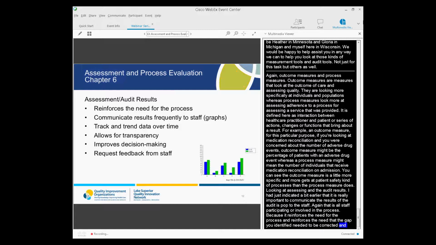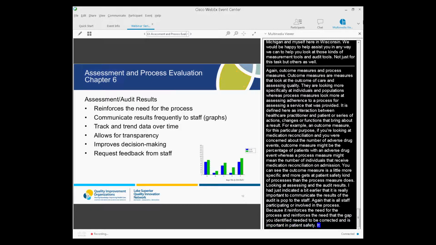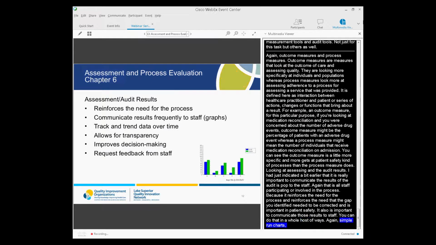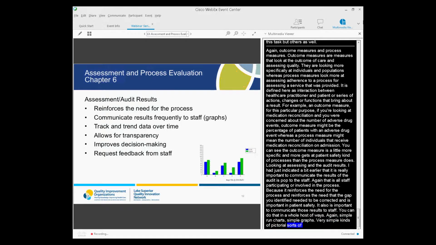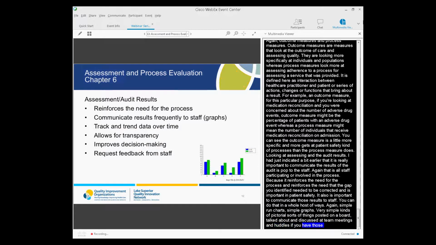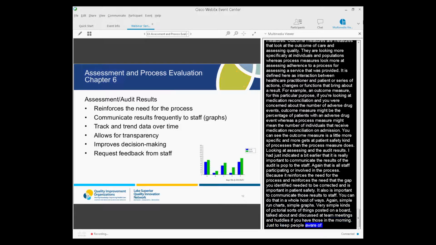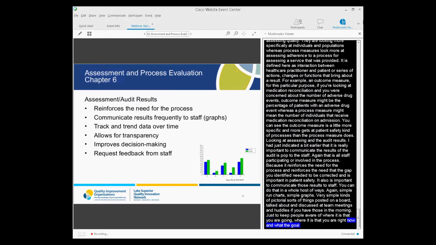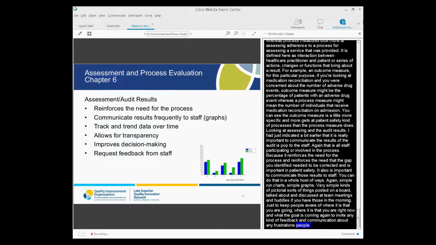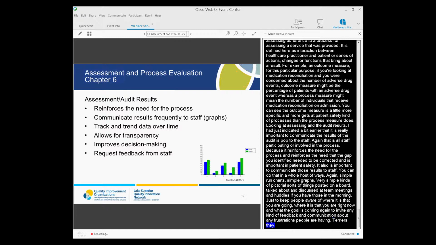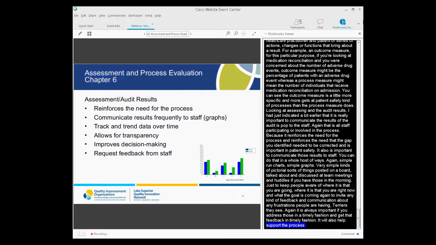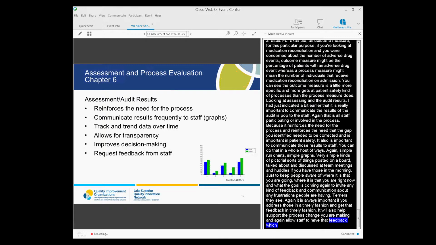It also is important to communicate those results to staff, and you can do that in a whole host of ways. So again, simple run charts, simple graphs, very simple kinds of pictorial things posted on a board, talked about and discussed at team meetings, at huddles if you have those in the morning, just to keep people aware of where you're going, where you are right now, and what the goal is. And again, to invite any feedback and communication about any frustrations people are having, any barriers they see. It's always important to address those in a timely fashion and get that feedback in a timely fashion. It will also help support the process change that you're making, and allow staff to have that feedback, which makes them feel more ownership.